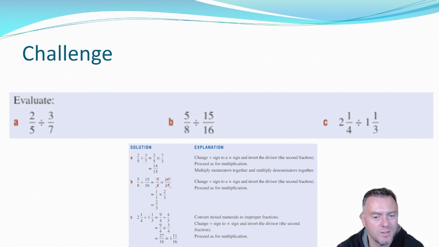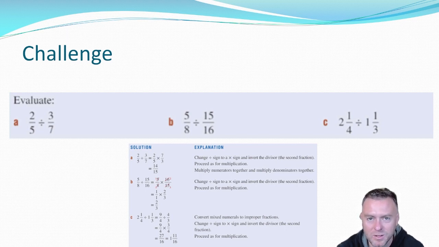And then 15 on 16, you flip that, so it becomes 16 on 15. 5 goes into 5 once, 5 goes into 15 3 times, and then 8 goes into 8 once, and 8 goes into 16 2 times, and then you times the top together and the bottom, you can get 2 on 3.